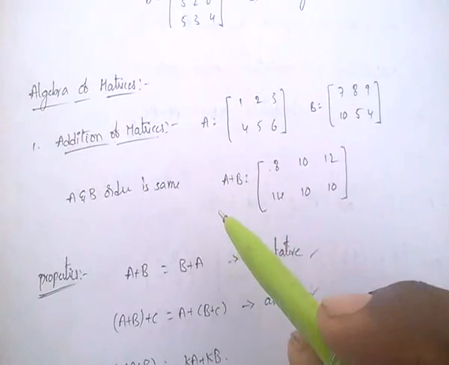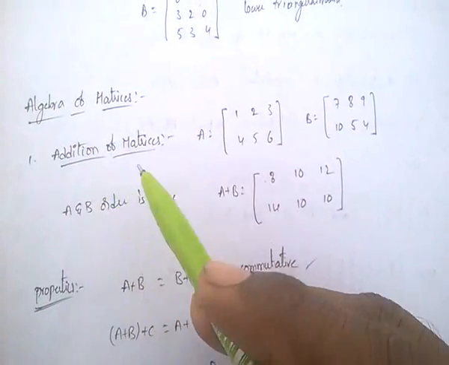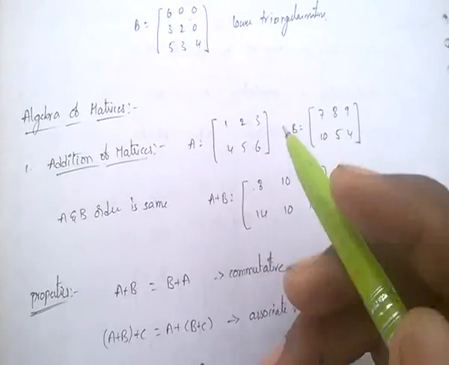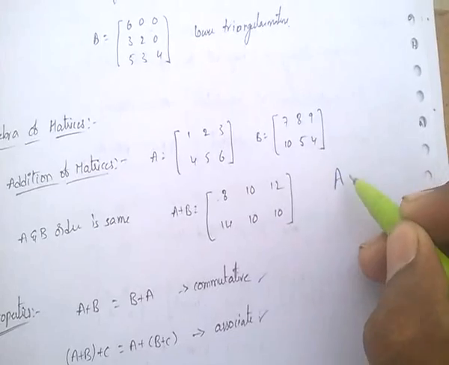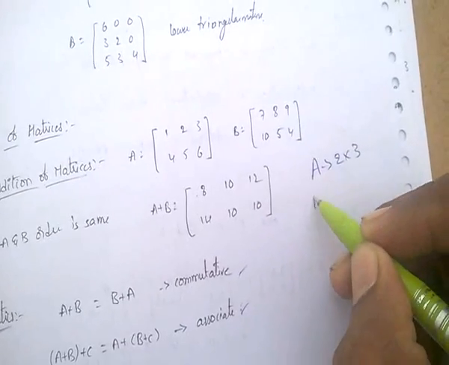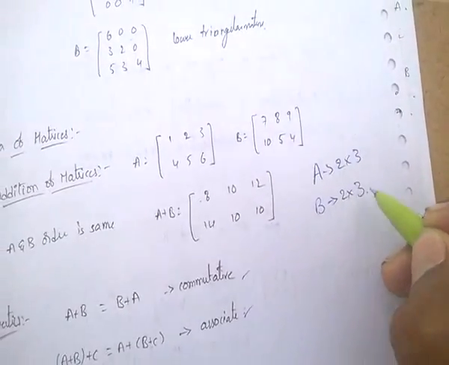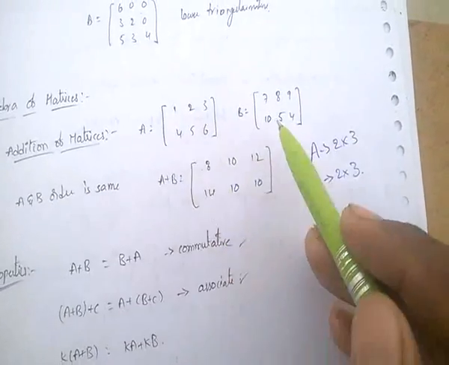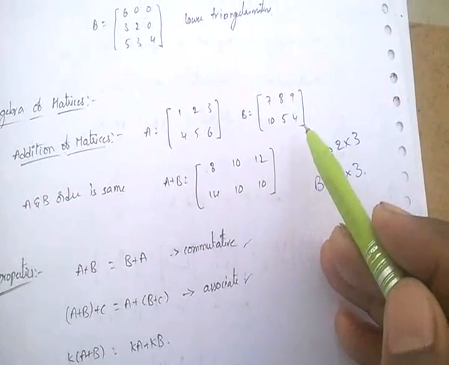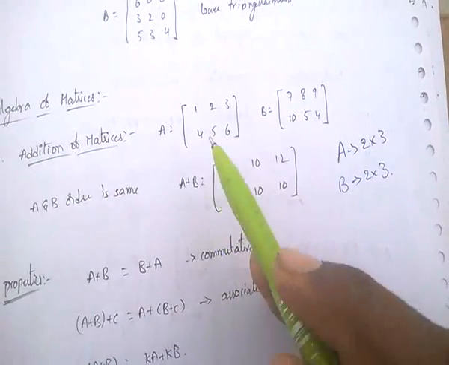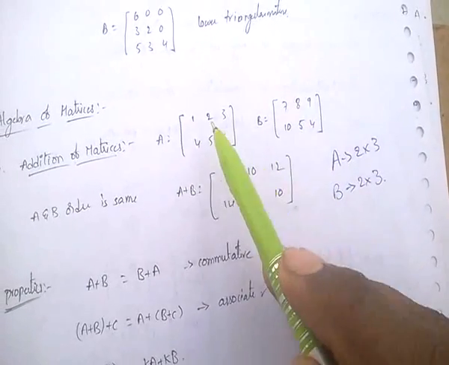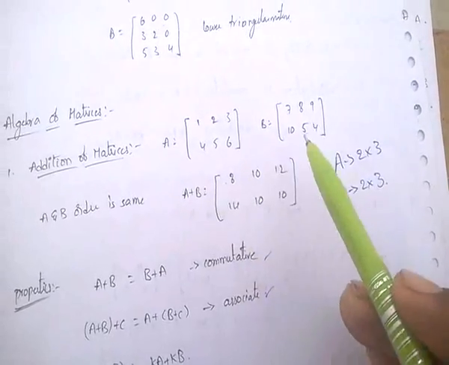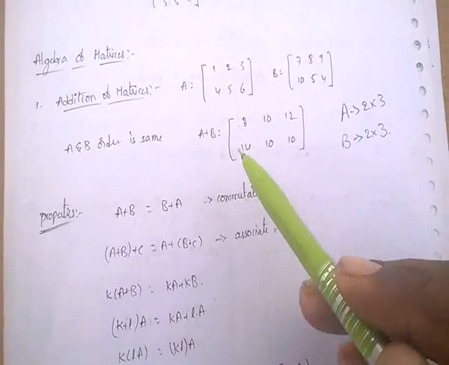Okay. Coming to the addition of matrices, it is possible when the order of A and B matrices must be the same. That means if the order of A is 2 by 3, then the order of B also must be 2 by 3. Okay, then only addition of matrices is possible. For example, A and B, the order of the matrix is 2 by 3, and this order is also 2 by 3. So A plus B equals first element plus first element, second element plus second element, third element plus third element. In this way, here also 4 plus 10, 5 plus 5, 6 plus 4. That is the addition of matrices.